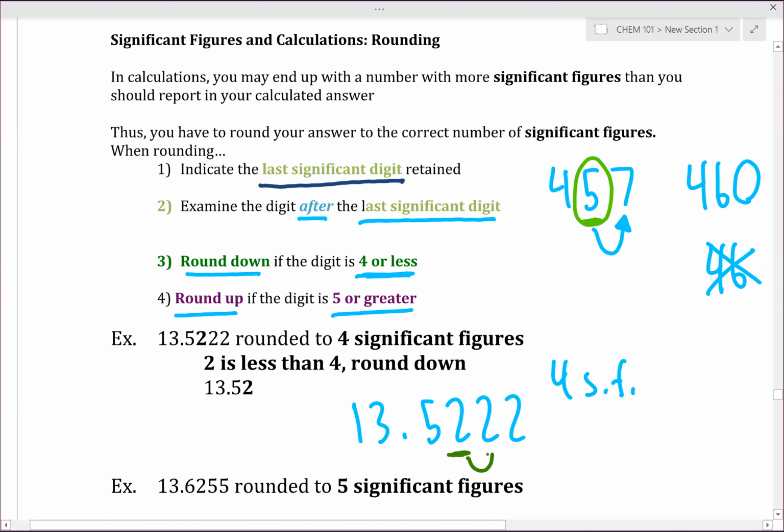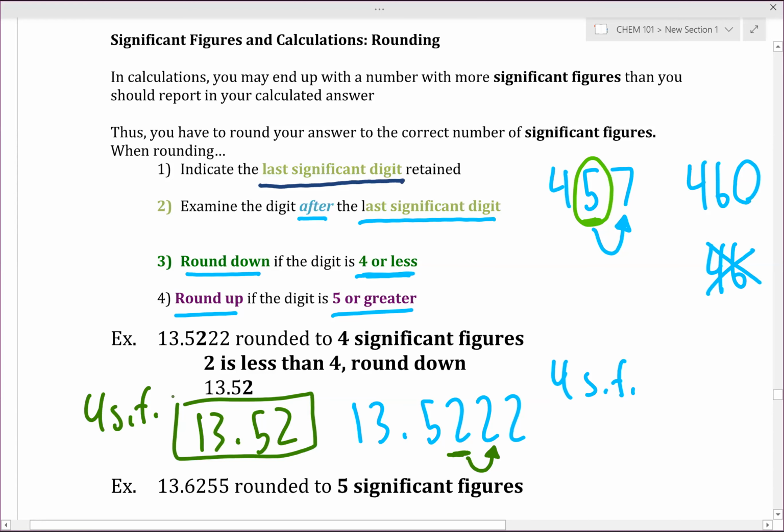Okay, we look over one space to the right. Is 2 greater than or less than 5? Yep, so do we round up or down? Down. So this would just be 13.52. And how many sig figs does this rounded number have? 4. And our target was 4 sig figs. So everything checks out.